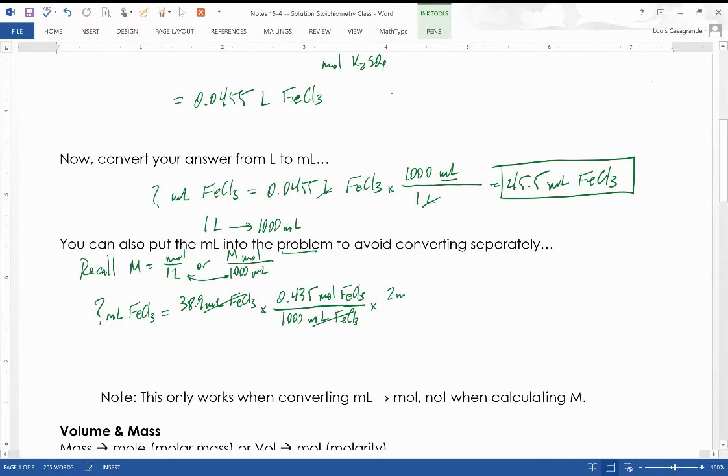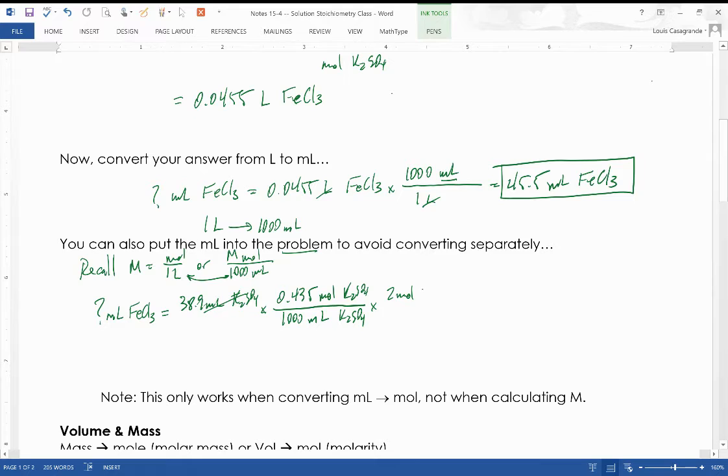We've got the 2 moles of the... I've been saying FeCl3. That should have been K2SO4. My bad. That should be K2SO4 there and there. It's really easy for me to erase, isn't it?